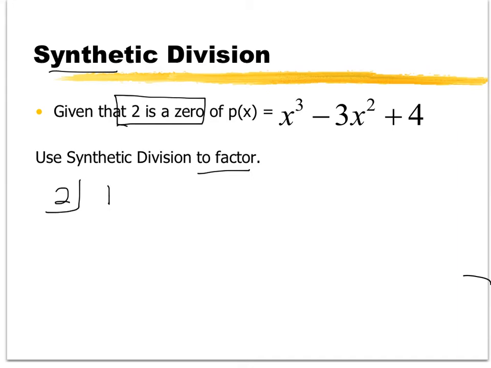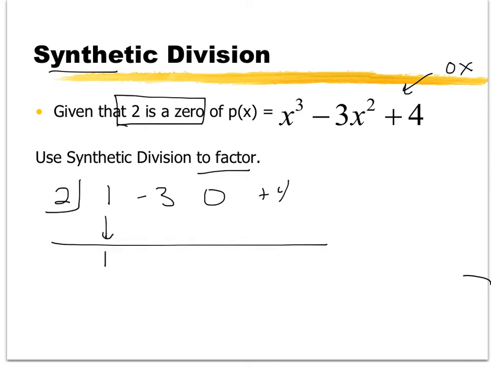I list all the coefficients. Don't forget we're missing our linear term, so we got our 0 and our constant. I'm going to go through the process. I drop the 1. 2 times 1 is 2.